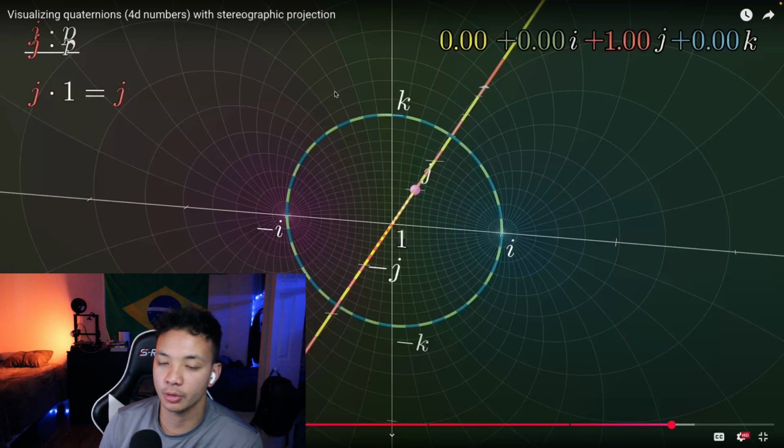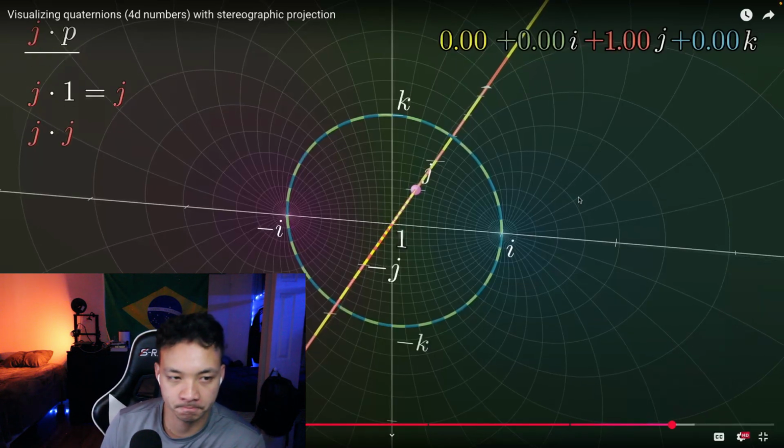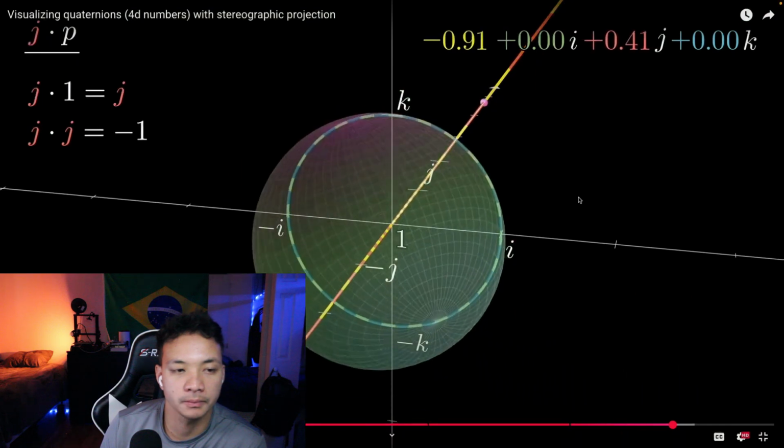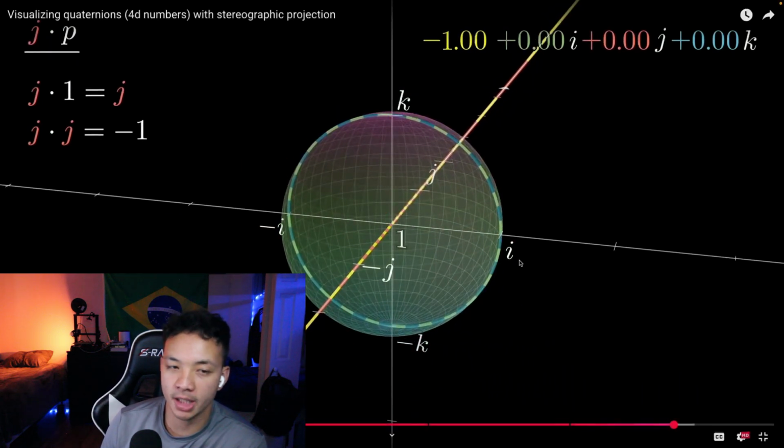Because we have to remember we're on a 4D hypersphere, so we're on the 1 at the top of the hypersphere, and as we multiply by j, j is the part we're moving, and 1 is the point on the hypersphere, j times 1 is j, so that's where we end up. And as we move another j, then we go to the bottom of the hypersphere.